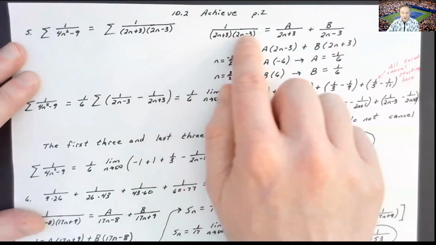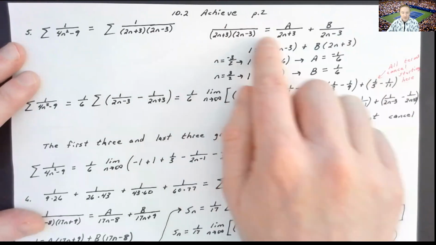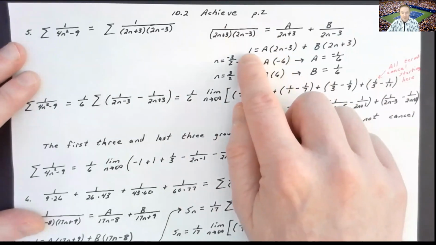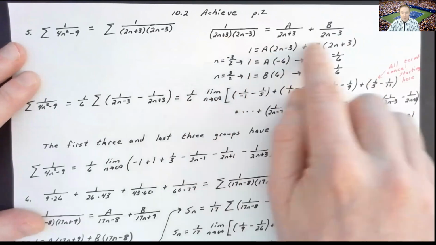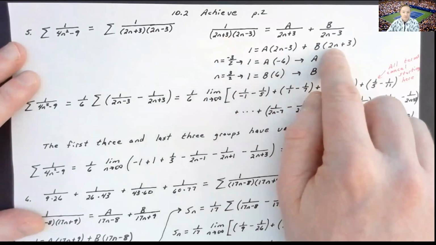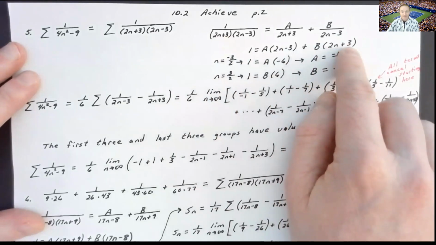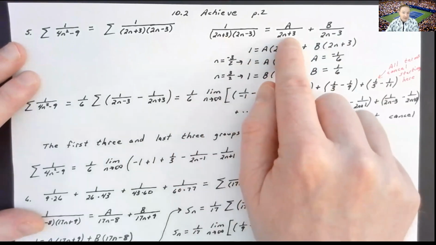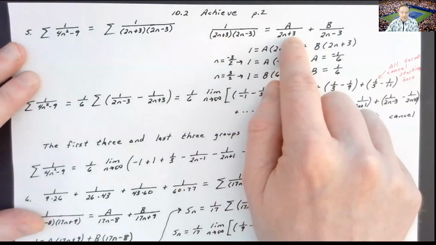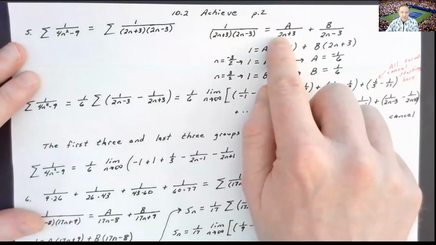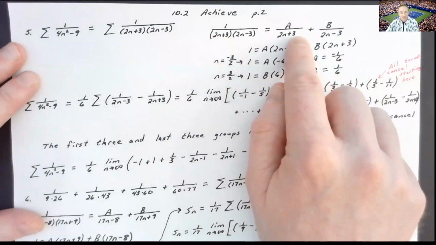Now, I multiply by that least common denominator, 2n plus 3 times 2n minus 3, on both sides, and I'll get 1 is equal to a times 2n minus 3 plus b times 2n plus 3. Okay, now I should be able to solve for a if I let the denominator 2n plus 3 equal 0. Well, that would give me 2n is equal to negative 3, n is equal to negative 3 over 2.